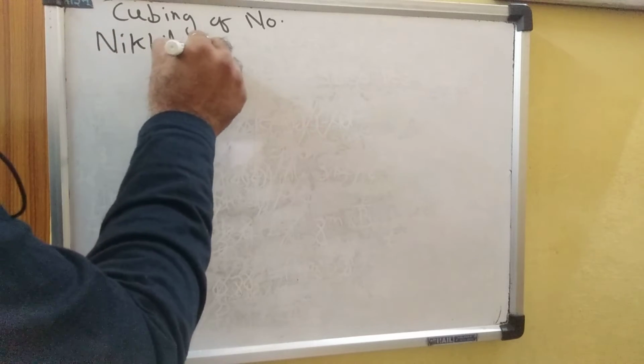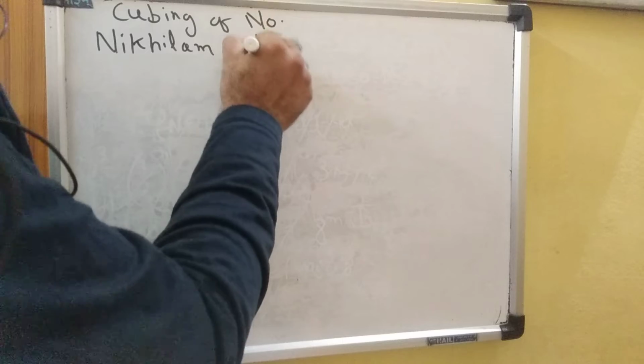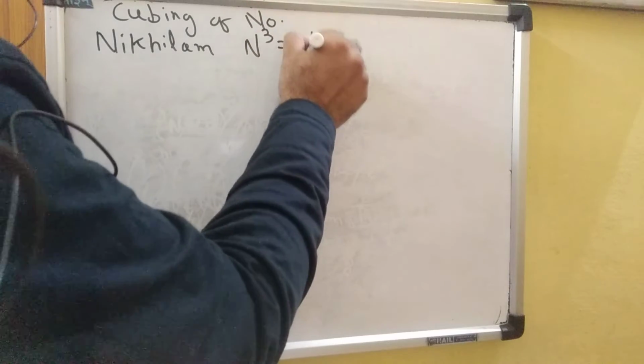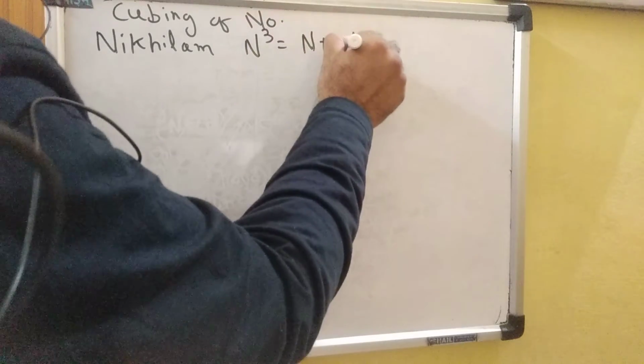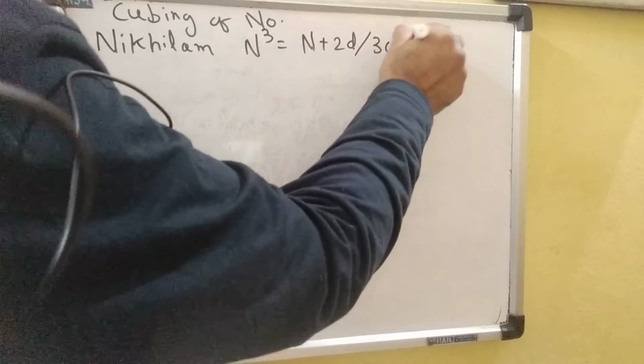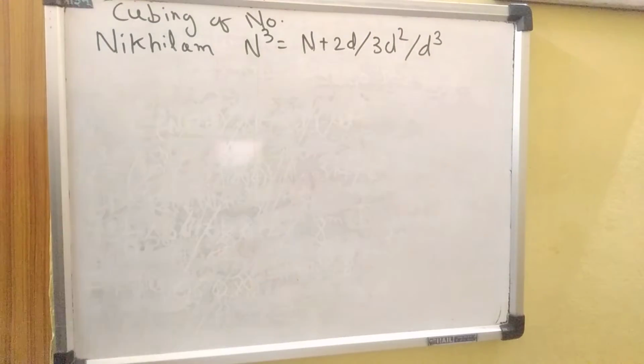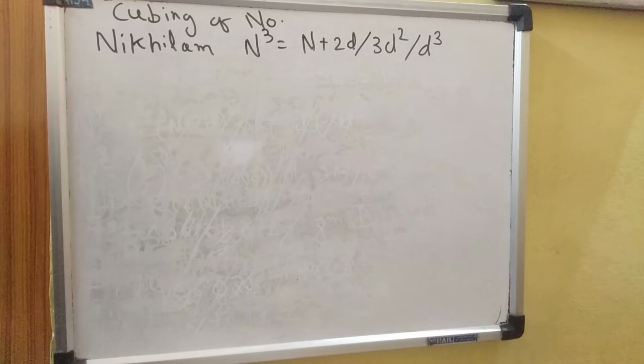The formula which will be used is n cube equals n plus 2d slash 3d square slash d cube. We bifurcate our answer in three parts. The leftmost part is the number plus twice its deviation. The middle part is thrice square of deviation and rightmost part is cube of deviation.